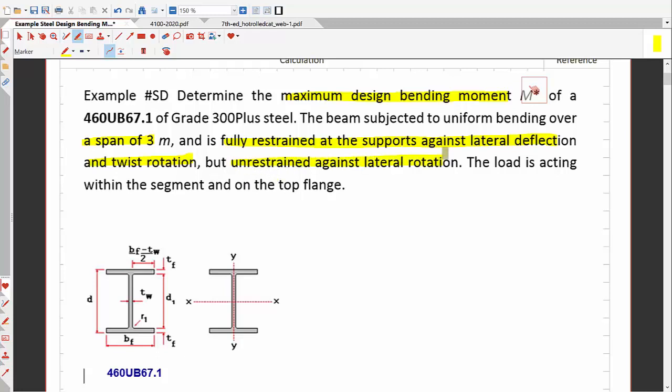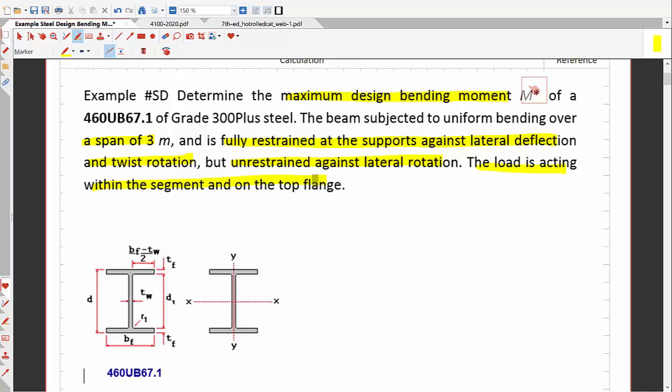So there can be some lateral rotation at the ends, but it is fully restrained against lateral deflection and twist at both ends. The load is acting within the segment and on the top of the flange as well. So these are the conditions given here, and we need to find out the design bending moment capacity.